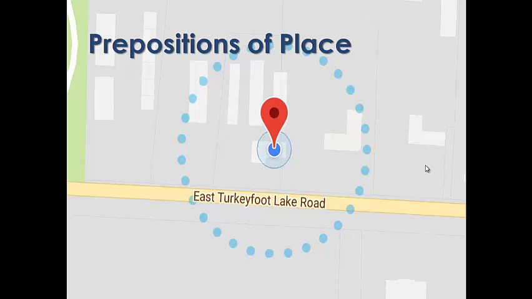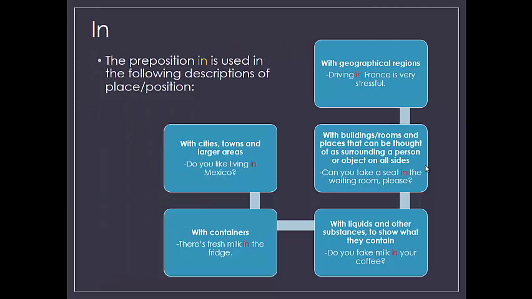On the other hand, the most used prepositions of place are the following. The preposition in is used with geographical regions. Driving in France is very stressful. With buildings and places that can be thought of as surrounding a person or object on all sides. Example: can you take a seat in the waiting room, please?